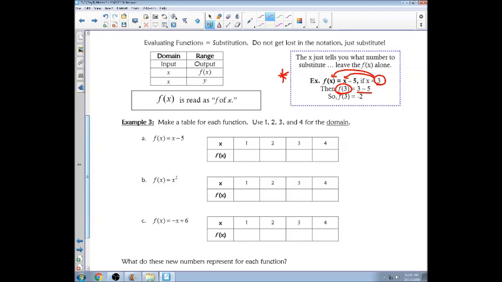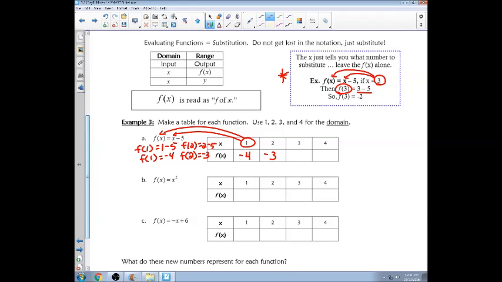All right? So example 3, we need to make a table for each function. Use 1, 2, 3, and 4 for the domain. So that means I'm going to take 1, plug it in for all the x's. So I'd have f of 1 is equal to 1 minus 5. So f of 1 is equal to -4. Put -4 in for f of x. Now I'm going to take 2 and plug it in for all the x's. I would have f of 2 is equal to 2 minus 5. So f of 2 is equal to -3.